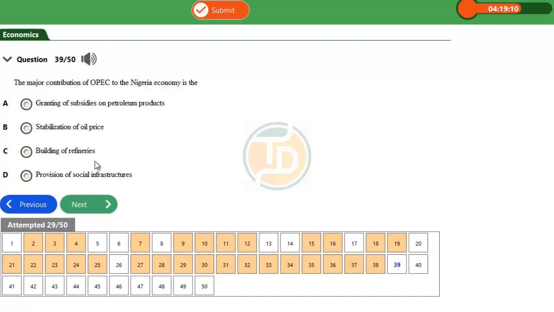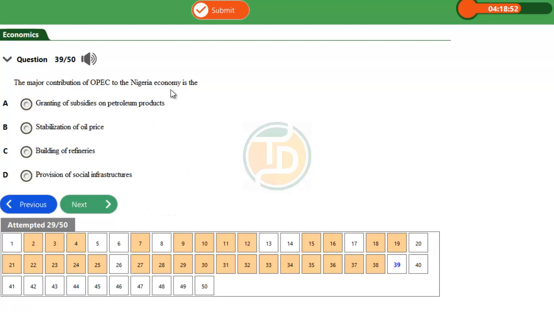From these options, if I am to eliminate two wrong options, it's going to be option A and C. Option A and C are totally wrong. They are not major contributions of OPEC to Nigeria.